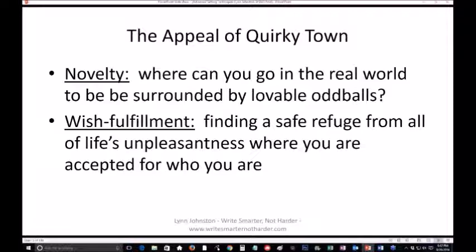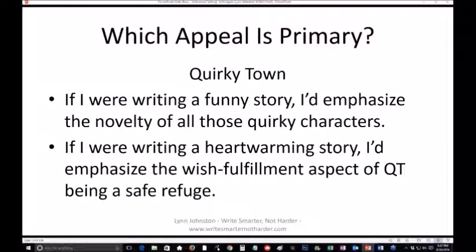But which one of these are going to be primary? It depends on what kind of story I'm writing. If I'm going to try and write a funny story, I would emphasize the novelty because all the humor is going to come from those quirky characters, and that's what readers are going to come for. Whereas if I'm writing a heartwarming story, maybe a love story with a lot of feel-good moments, I'd be emphasizing that wish fulfillment aspect of it being a safe refuge. I would still have the quirky characters in there, but I wouldn't let them steal the show from that whole experience of being accepted, because in a heartwarming story, I know that's what my target readers are looking for.